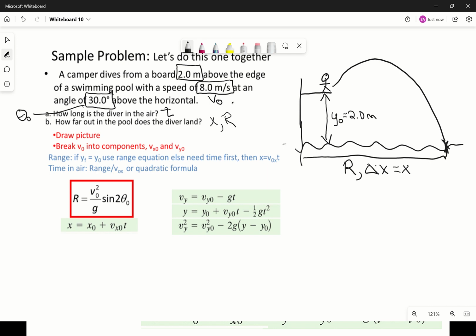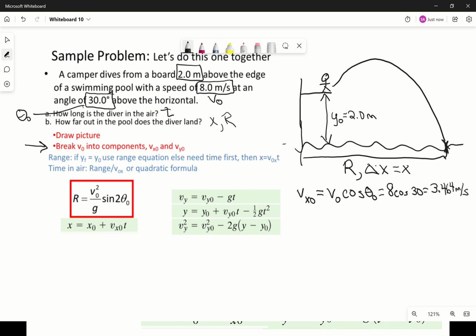So now I'm ready to do my second step in the recipe. The first two things you always do when you solve a projectile motion problem: draw the picture and then break v0 into components, vx0 and vy0. So vx0 is going to be v0 cosine theta, right? And v0 is 8. And we've got cosine of theta is 30. So if I put that in, it's 3.464 meters per second.